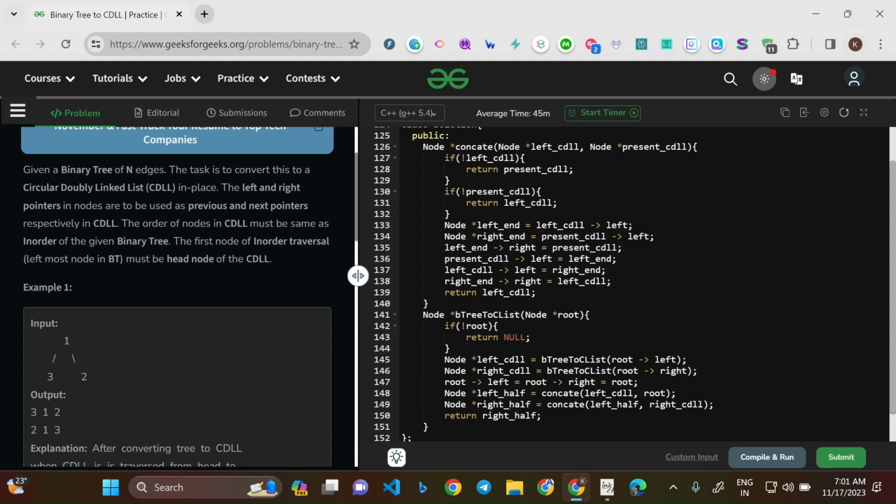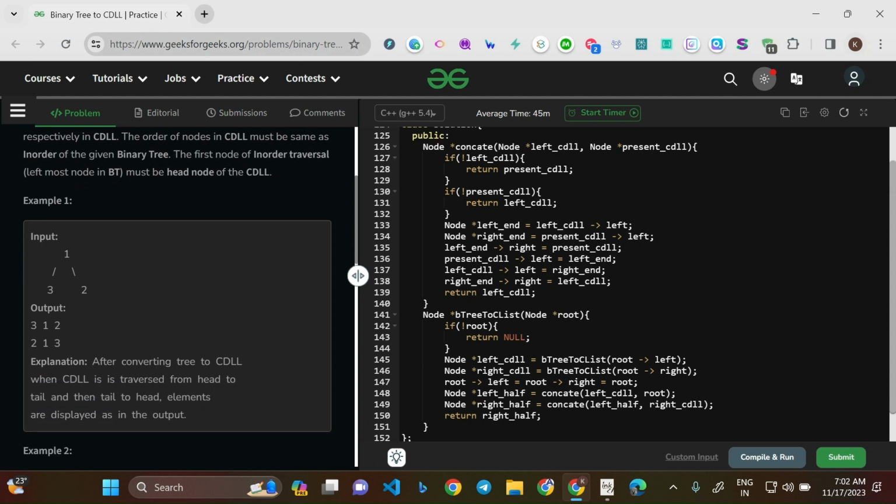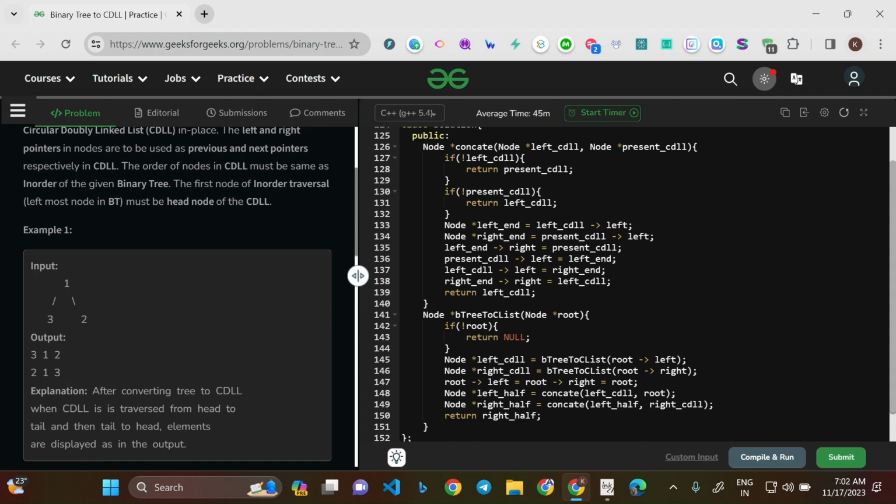If they are asking about the inorder traversal, just make sure you're first doing it on your left, then yourself, and then on your right. Assume you are a node of the tree: do it on your left, then on yourself, then on your right. That's the traversal I'm talking about. The first node of the inorder traversal must be the head node of the CDLL, and it will be the leftmost node in the binary tree, isn't it? Because they are asking us to do the inorder traversal, the first node in the inorder traversal is the leftmost node. And that must be the head of the CDLL, because it's clearly mentioned that the order of nodes in the CDLL must be the same as the inorder of the given binary tree.